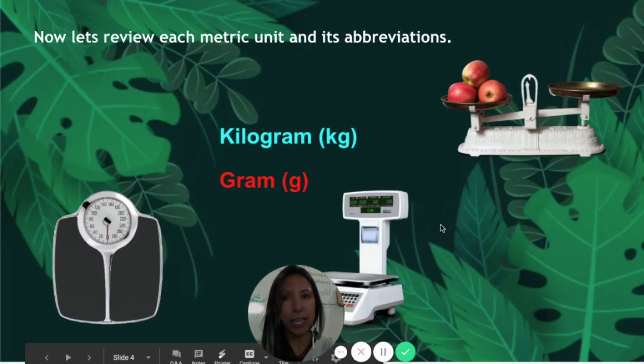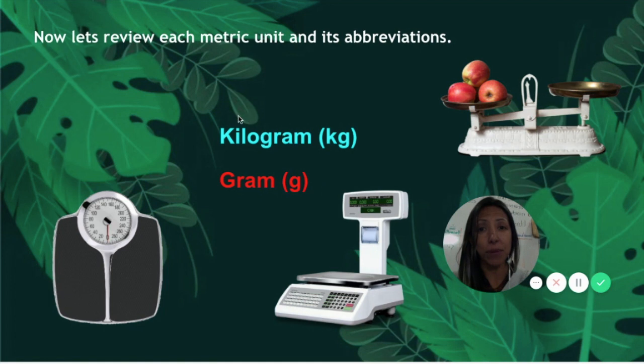We have to review now each metric unit and its abbreviation. As I told you before, we have kilograms, and the abbreviation is kg. And we also have grams, and the abbreviation is just g. Remember, kilo means 1,000, so 1 kilogram means 1,000 grams, right? Therefore, we use kilograms to measure heavier things and grams to measure lighter things.